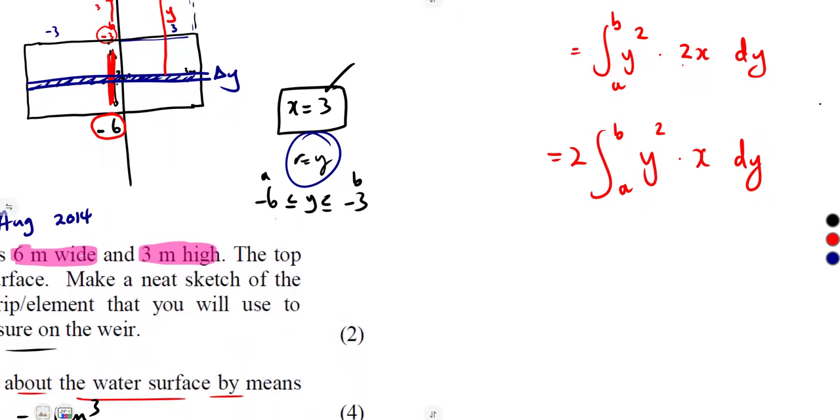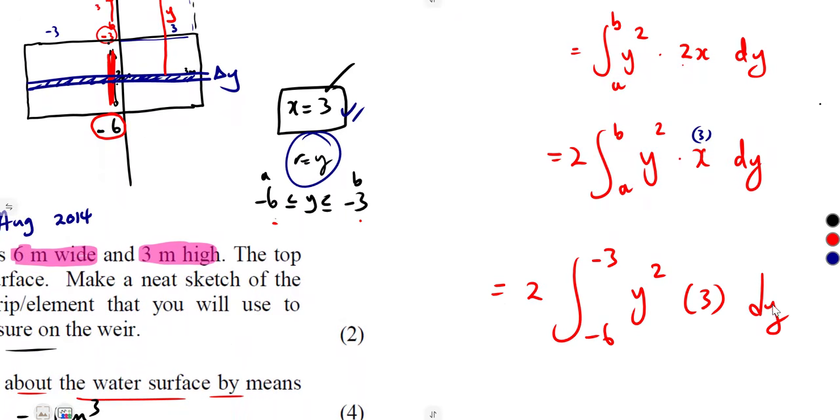So let's substitute our x. Remember, our x is what? Our x is 3. So we're going to substitute 3 there. So that is going to be 2 integral. The moment we substitute that, also put the limits. So that's y squared times 3 dy there. This is representing our x. Take it outside of the integral.